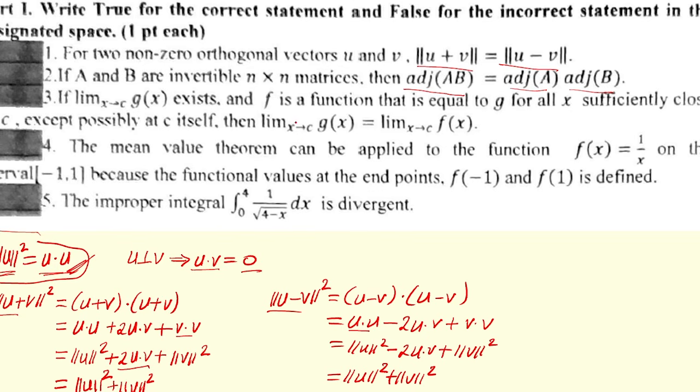So if f and g are equal near c, their limits are equal. For all x near c, look, the two functions f and g are equal for all x sufficiently close to c. So the limit of g of x as x approaches c means the value of g near c, sufficiently close to c.